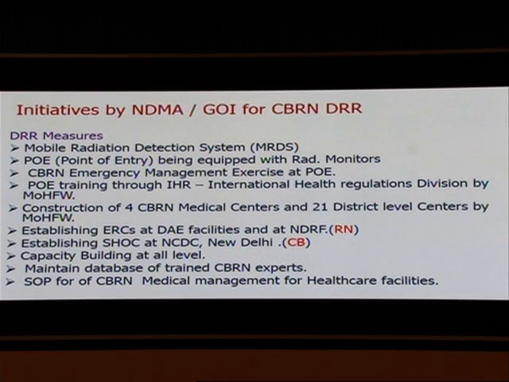There are several initiatives which have already been undertaken by the NDMA and Government of India for CBRN and disaster risk reduction. One of the most important things was the mobile radiation detection system for PCR vans in the country. The points of entry and ports are also being equipped with radiation monitors. There have been many CBRN emergency management exercises at points of entry. We have done them recently at many airports and also at land ports. And even in the SAARC annual disaster management exercise, the scenario of a chemical industrial disaster leakage at an international level was also undertaken as part of an international exercise.